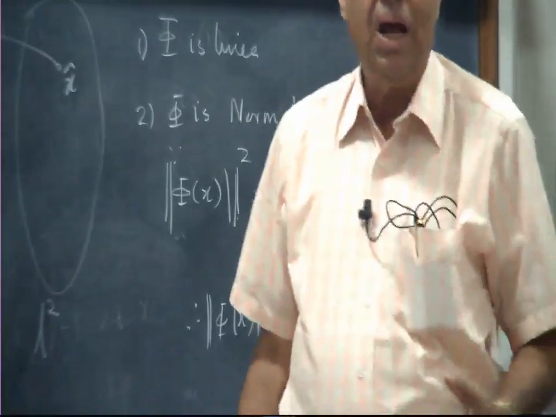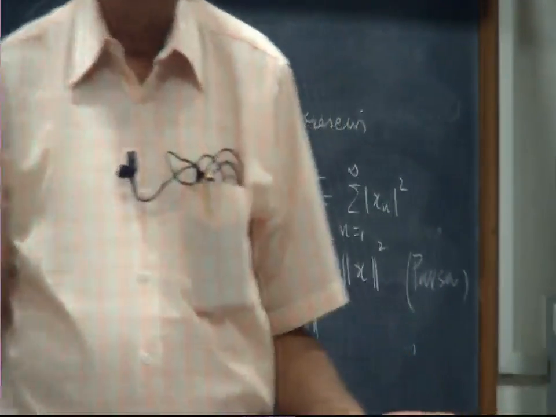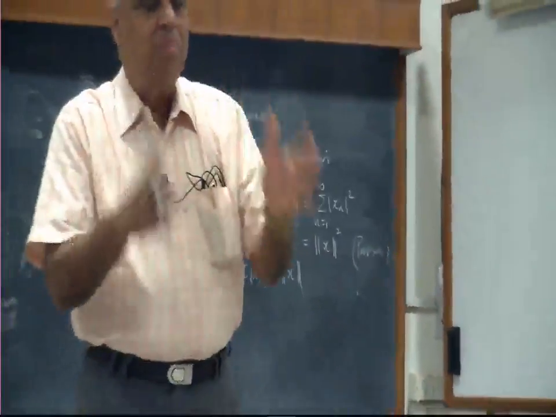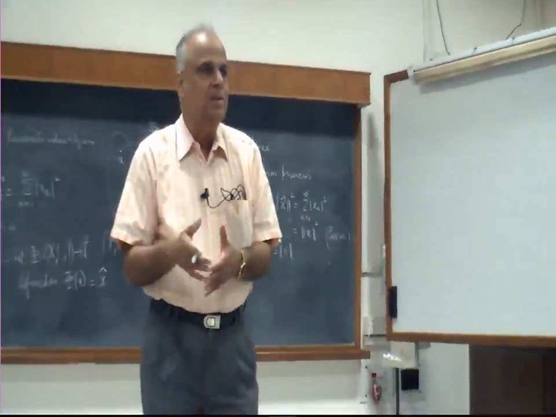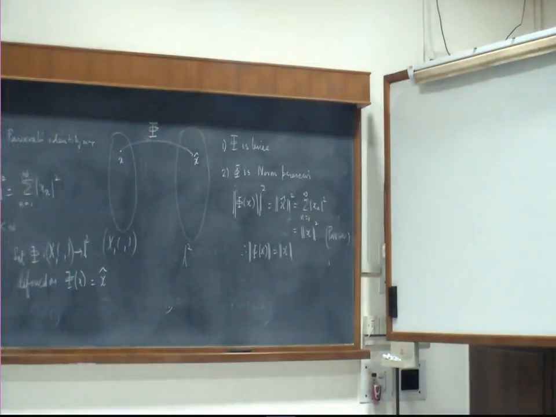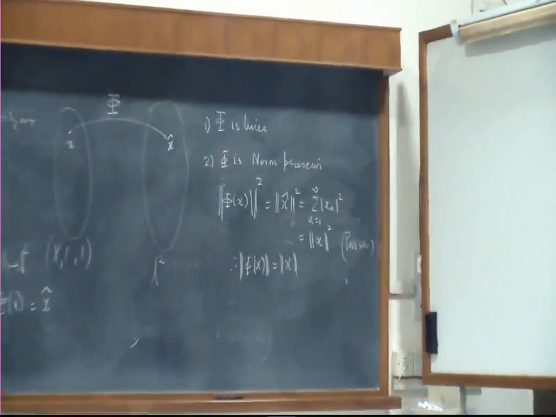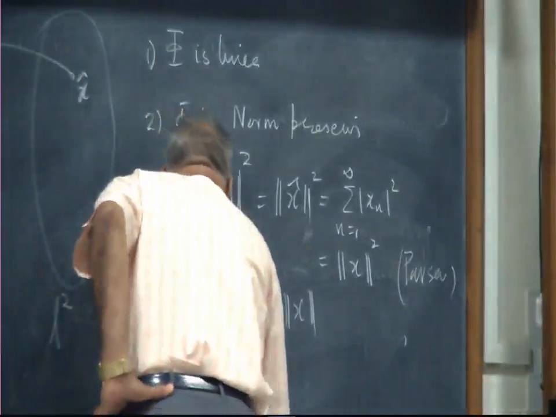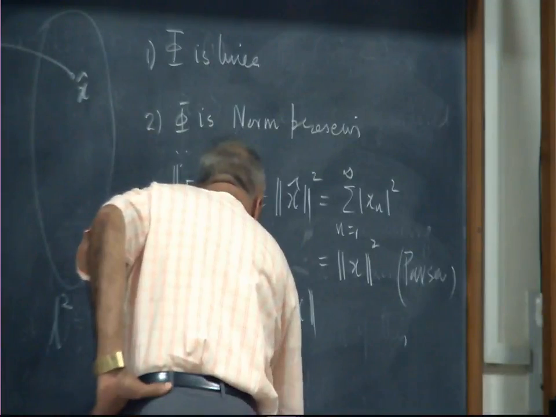The moment it is norm preserving, it is automatically continuous. If x n goes to x, the norm of x n minus x goes to 0, but norm of x n minus x is the same as norm of phi x n minus phi x. Therefore, phi x n goes to phi x. So, phi is continuous.